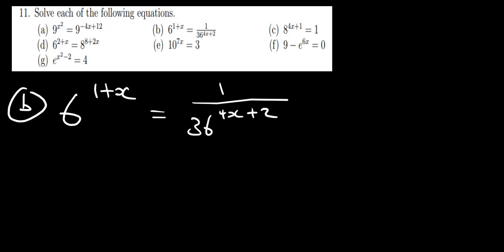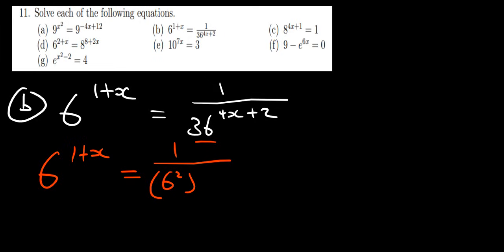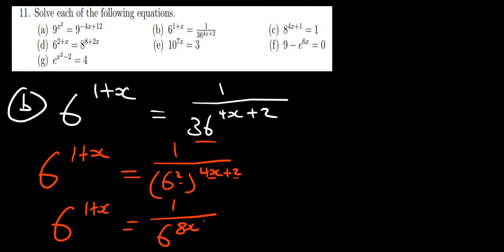Okay, so the left hand side I'm going to leave the way it is, 6 to the power 1 plus x, and then on the other side I'm going to write that 1 divided by 36 is the same as 1 divided by 6 to the power 2, and this 6 to the power 2, which is the 36, is raised to 4x plus 2. So it will be 6 to the power 1 plus x equals 1 divided by 6, and then this 2 we can multiply with the 4x and the 2. So we're going to have 8x plus 4. So that is what we have.